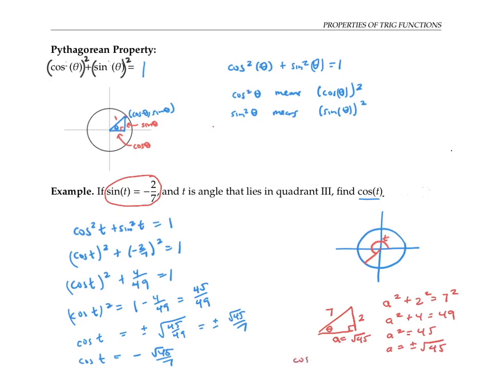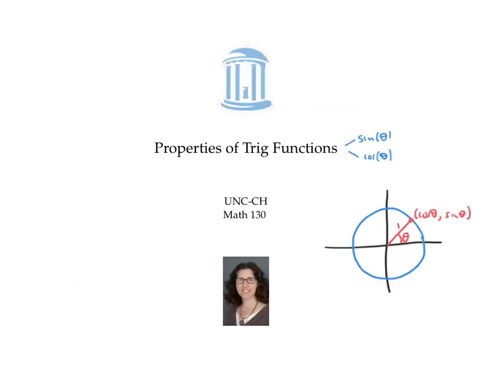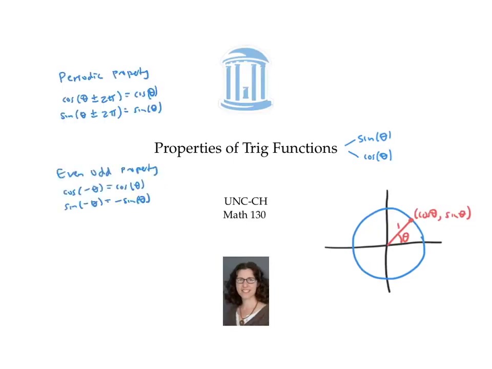Now, cosine of t is going to be adjacent over hypotenuse, so that's going to be the square root of 45 over 7. Now I go back to thinking about positive and negative signs, and I notice that since I'm in the third quadrant, my cosine needs to be negative, so I just stick a negative sign in front. This alternative solution uses many of the same ideas as the previous solution and ultimately gets us the same answer. This video gives 3 properties of trig functions: the periodic property, the even-odd property, and the Pythagorean property.